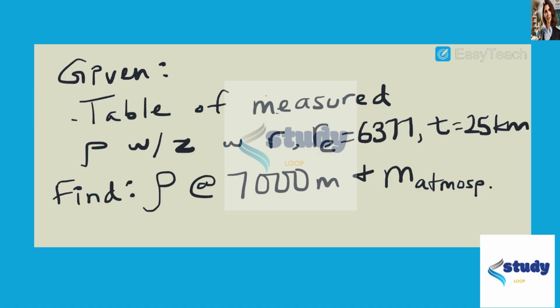Hi everyone, so what we have is a table of measured densities in the atmosphere that have corresponding heights and radius. We know that the radius of the Earth is 6,377 kilometers, and we know that the thickness of the atmosphere is 25 kilometers. What we're asked to solve for is the density of the atmosphere at a height of 7,000 meters and the total mass of the atmosphere.